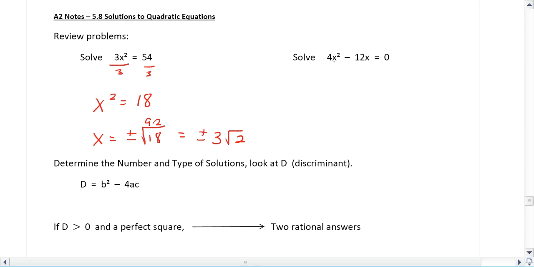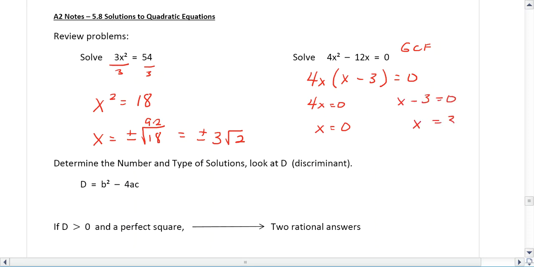Here we learned we could use quadratic formula, but that's always my last choice because I find it one of the more difficult methods. I want to factor it if possible, and it looks like these do have a GCF. So we could take out a 4 and an x from both of these terms, and we're left with x minus 3. Therefore, if 4x equals 0, the first answer, x is 0. And if x minus 3 equals 0, x is 3. So hopefully those types of solving are fresh in your mind.